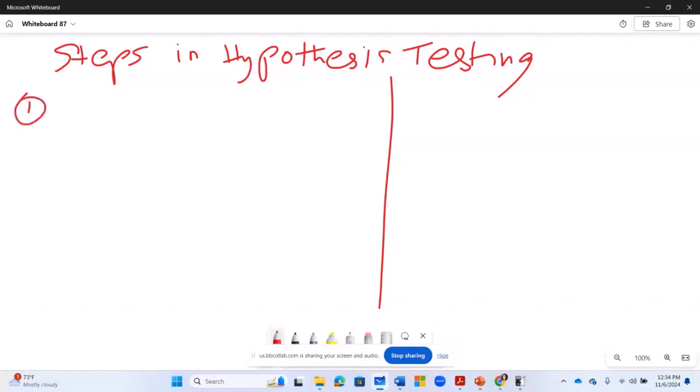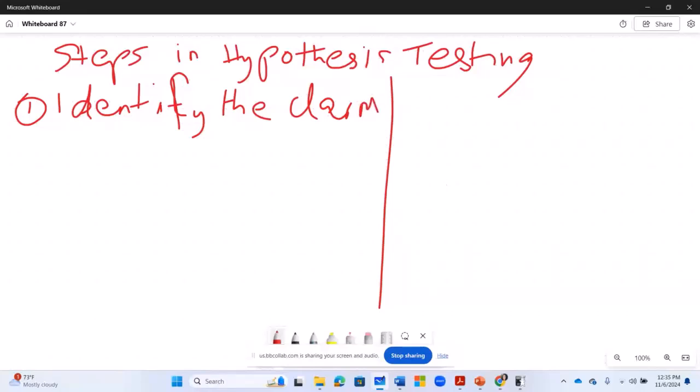Step one, identify the claim. Somebody has to make a claim. So identify the claim that somebody made. And a claim can sound like, the average cost of a TI-84 calculator is $100.